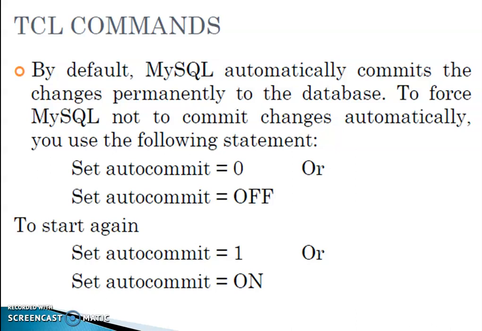By default, MySQL automatically commits the changes permanently to the database. To force MySQL not to commit changes automatically, you use the following statement: set autocommit equal to 0 or set autocommit is equal to off. To start again, set autocommit equal to 1 or set autocommit is equal to on. These are the processing abilities of SQL and keys in a database table.